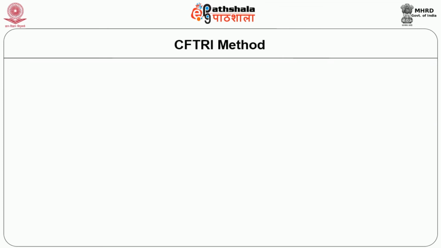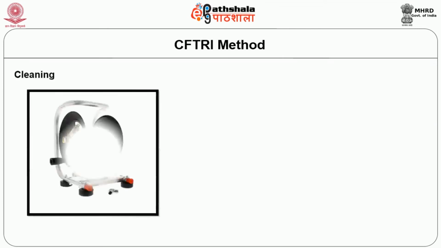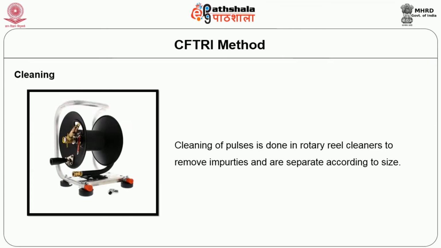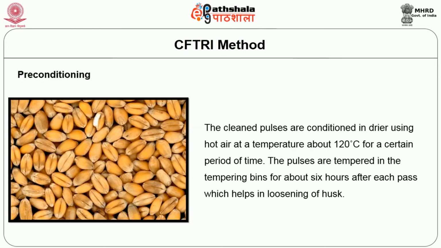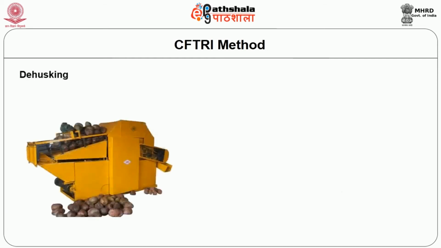The next one is the CFTRI method of milling. The cleaning is mainly done in rotary reel cleaners to remove the impurities, and the pulses are separated according to their sizes. The next one is preconditioning. The cleaned pulses are conditioned in a dryer using hot air at a temperature of about 120 degrees Celsius for a certain period of time. The pulses are tempered in the tempering bins for about 6 hours after each pass, which helps in loosening of the husk.